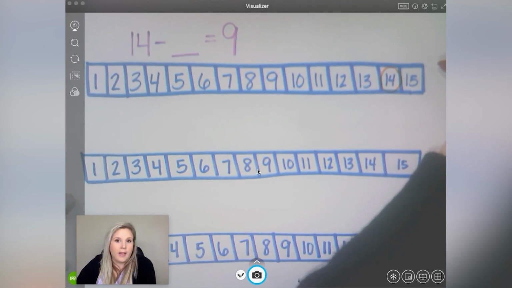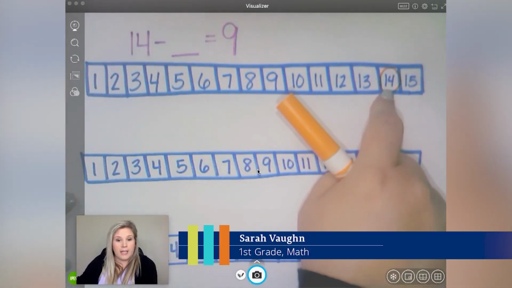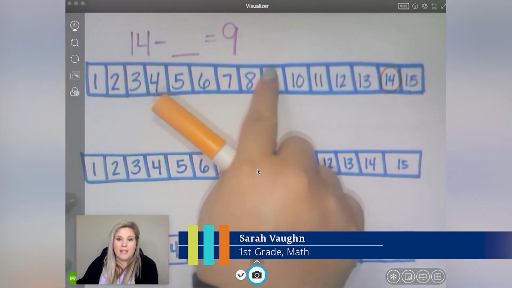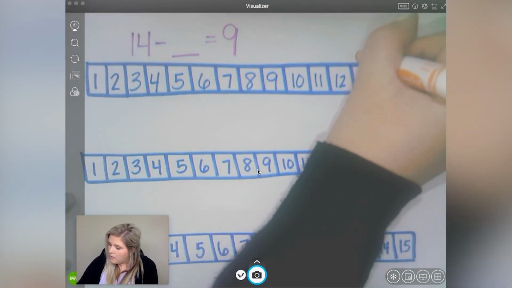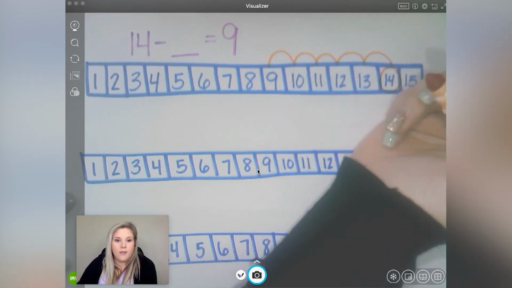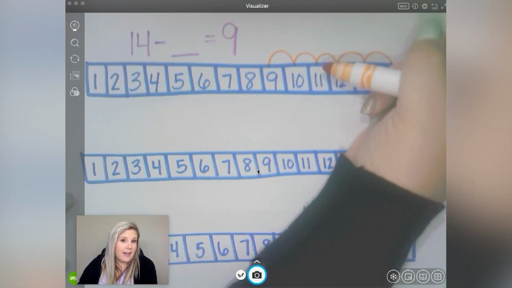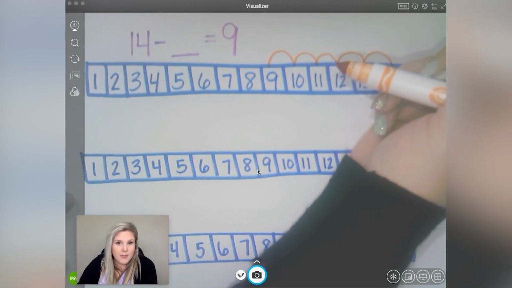To count back, we are going to make hops on our paper and we are going to stop when we make it to the number 9 because we know that she started with 14, some were taken away, and at the end she has 9 left. Let's do that. 1, 2, 3, 4, 5. How many hops did it take to count back from 14 to 9? Right, it took 5 hops.